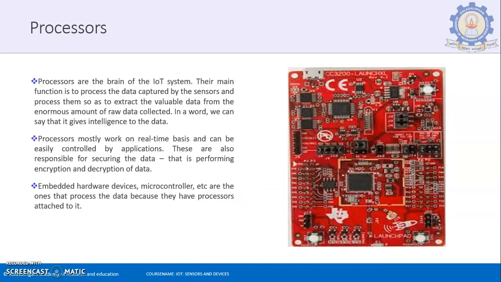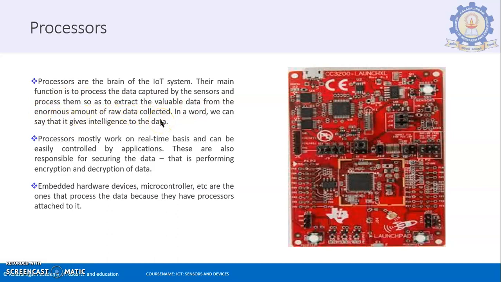Processors are the brain of the IoT system. So they play the vital role. Even if you have all these communication systems or sensors, everything you have with you, you need the brain. You need to know what to do at what particular time. So the main function of it is to process the data captured by the sensors, so as to extract the valuable data from the enormous amount of raw data collected.